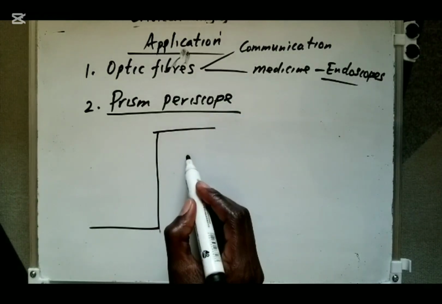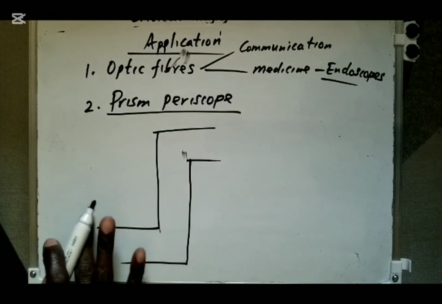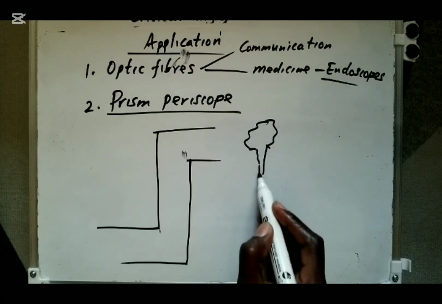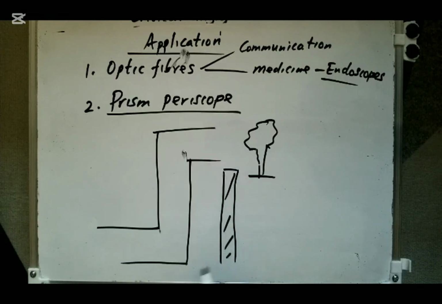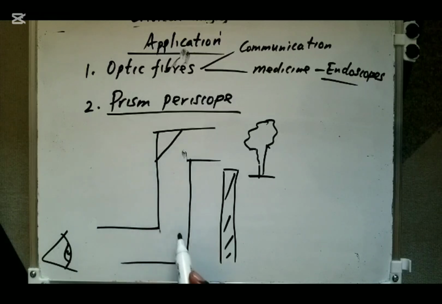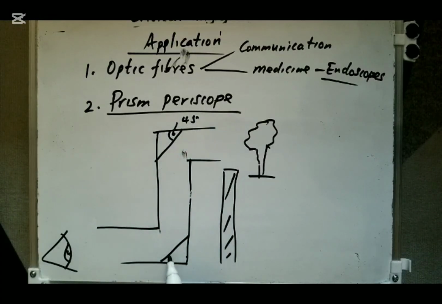In the case of a periscope, for example, if they have given you something like that, which came in one of the exams, they'll be telling you there's maybe a tree that you want to see, because there's an obstacle somewhere here, like a wall that is blocking you. So the eye position should be somewhere down here. Then here you are going to have a prism and another prism, and all these are going to be inserted at an angle of 45 degrees.